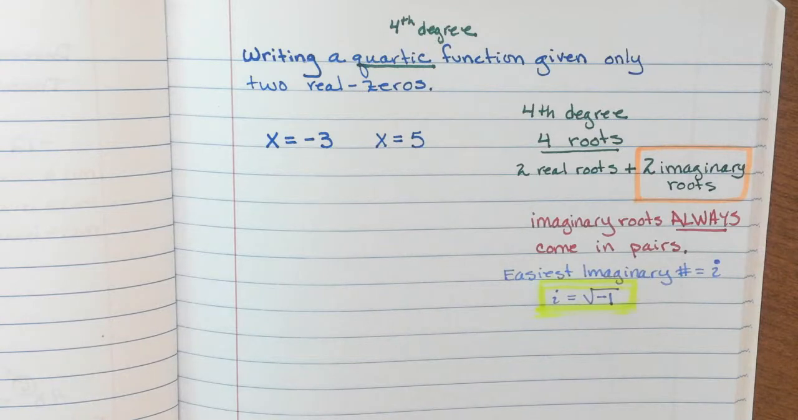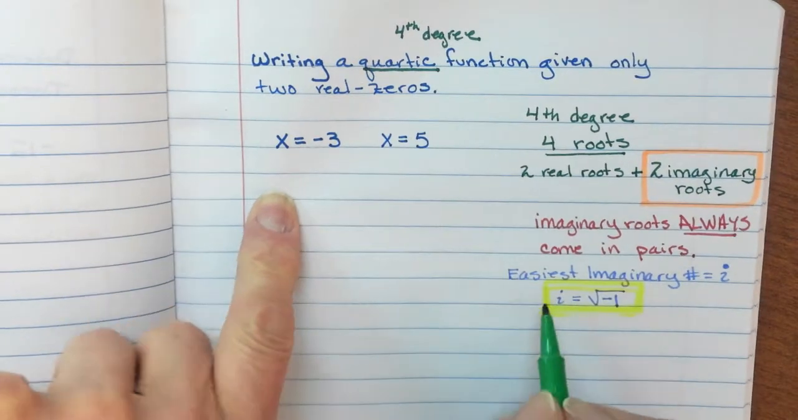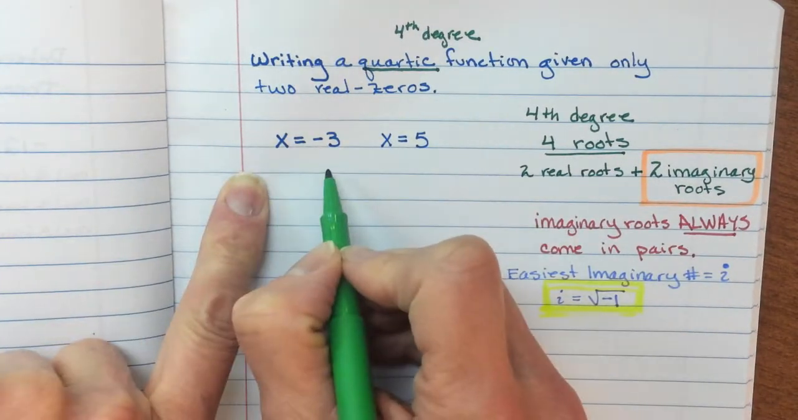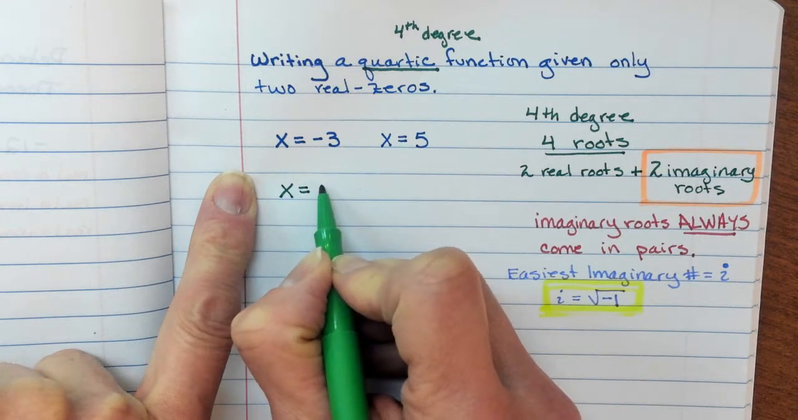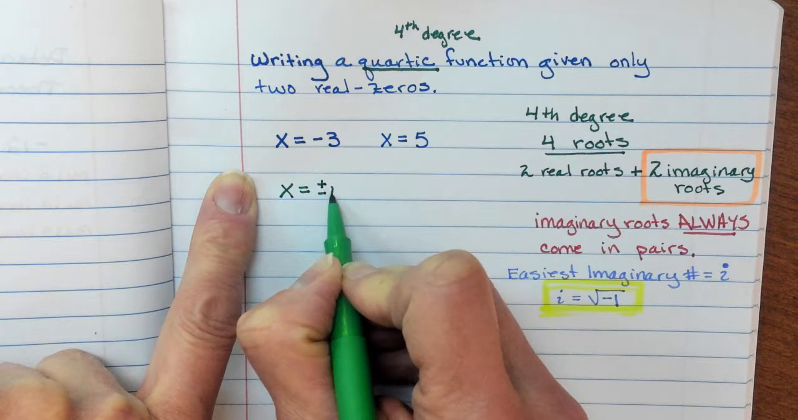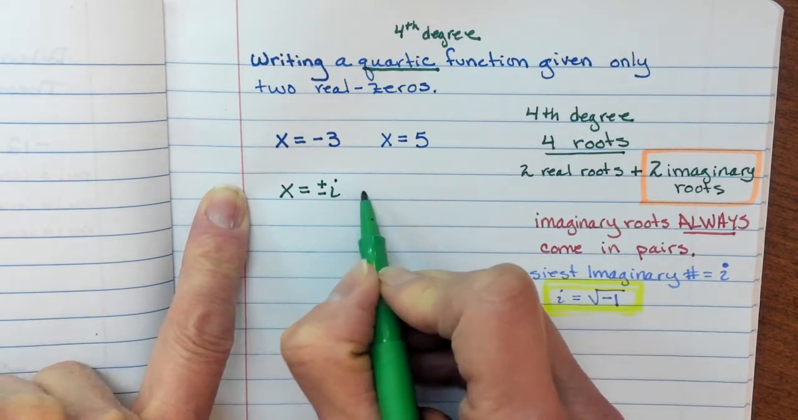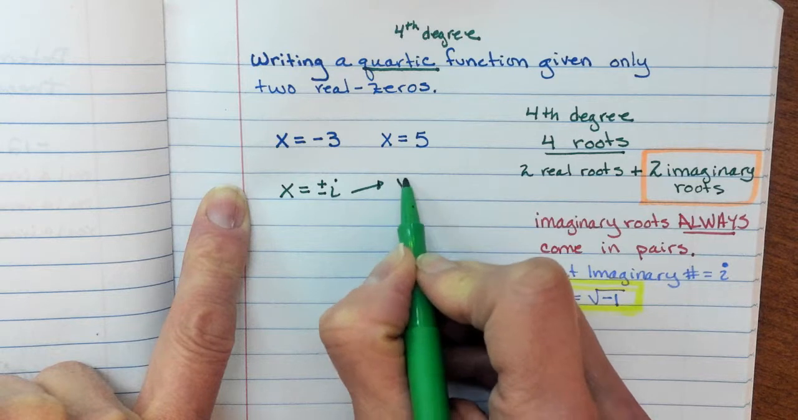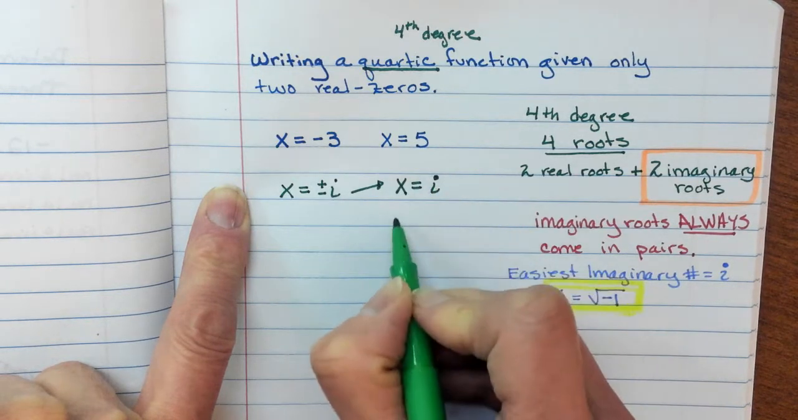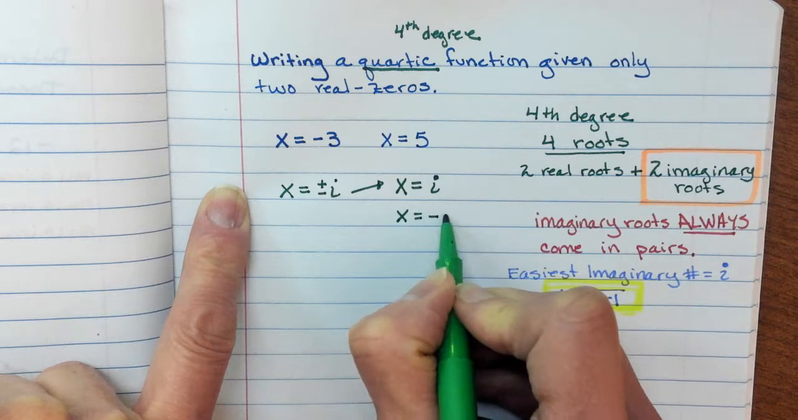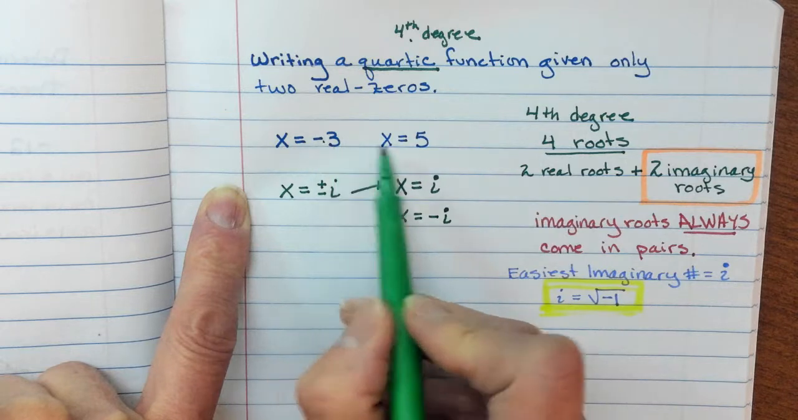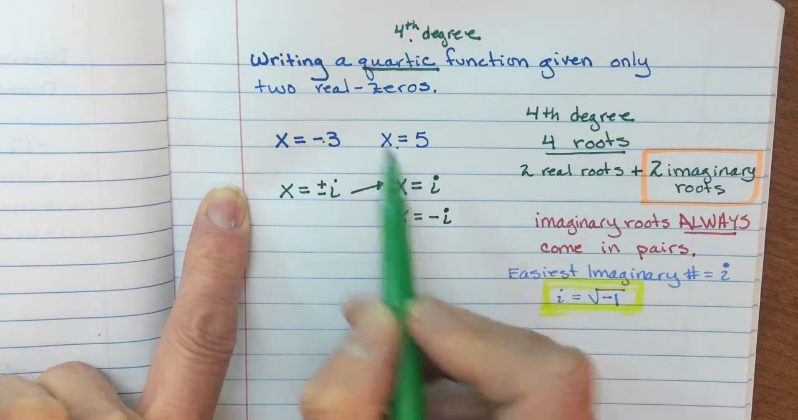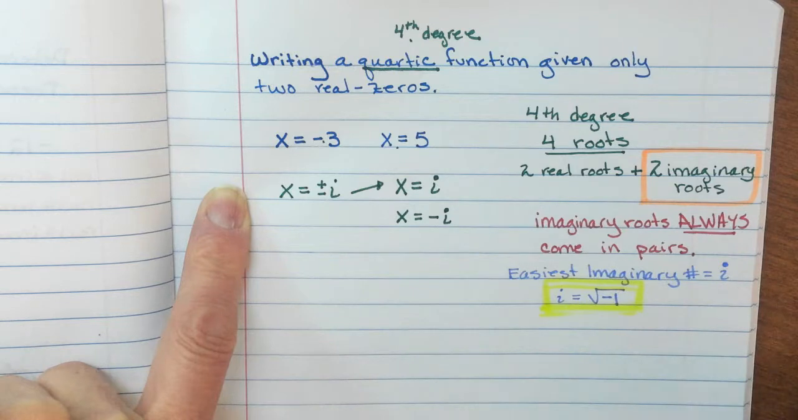So that would mean that these are my 2 real roots, and I have 2 imaginary roots. My imaginary roots would be x is equal to plus or minus i, and we can rewrite that to be x equals positive i or x equals negative i. So now I have 4 roots: 1, 2, 3, 4.